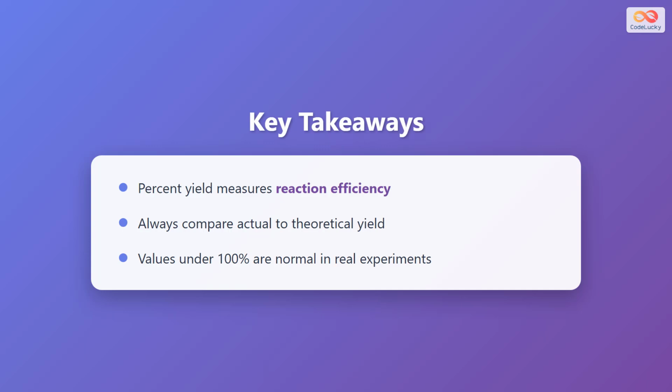Let's review the key takeaways. Percent yield measures reaction efficiency. Always compare your actual yield to the theoretical yield. Remember that values under 100% are normal in real experiments due to various practical limitations. Understanding percent yield helps you evaluate how well your reactions perform.